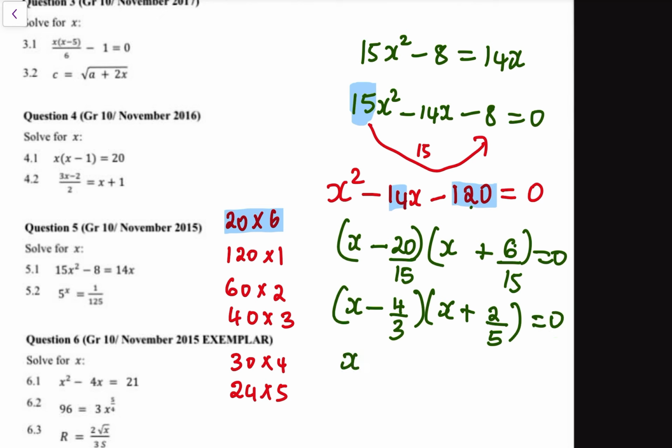So here our x is equal to positive 4 over 3, or x is equal to negative 2 over 5. That is your answer. That is our final answer, which is 4 over 3, or negative 2 over 5.